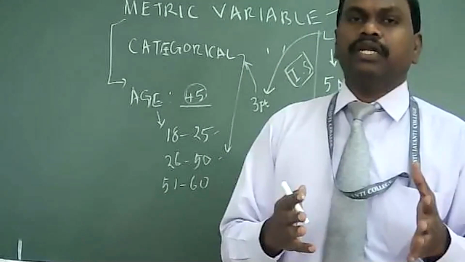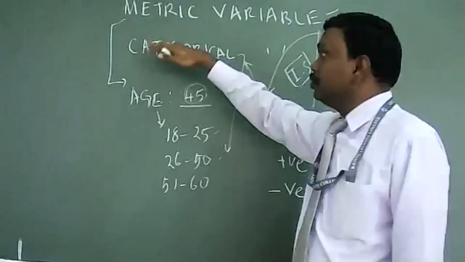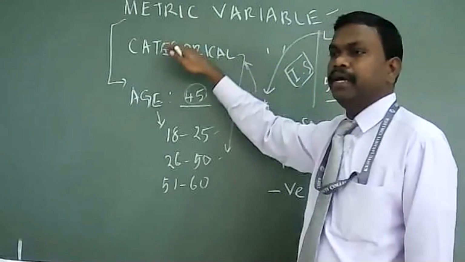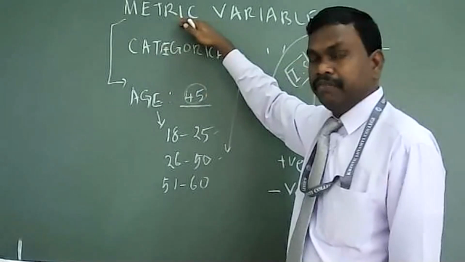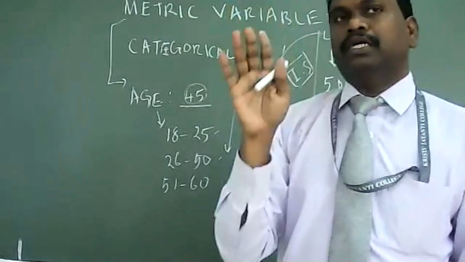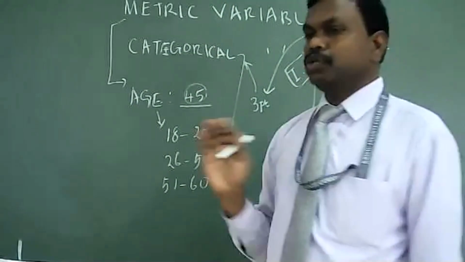Is that clear? So, you need to understand these two basic things: one is the metric variable and another one is the categorical variable. Whether you'll be able to identify from your questionnaire what are the questions that are metric and what are the questions that are categorical. Now, any doubts on this categorical and metric?